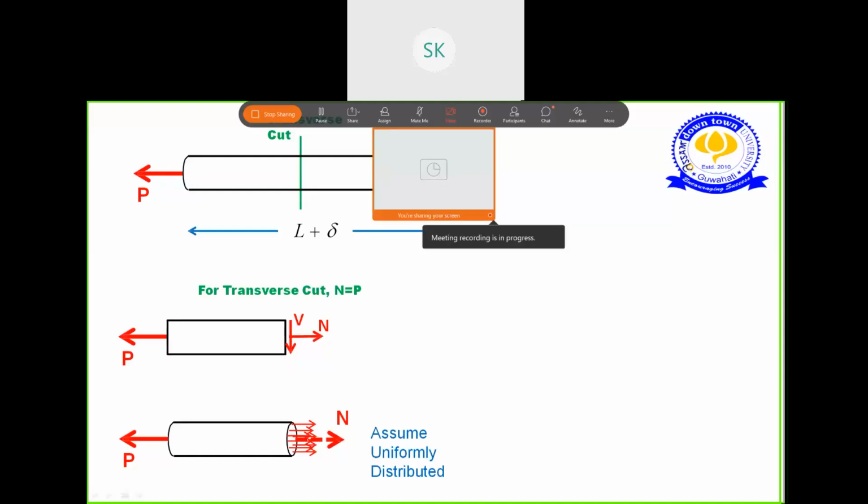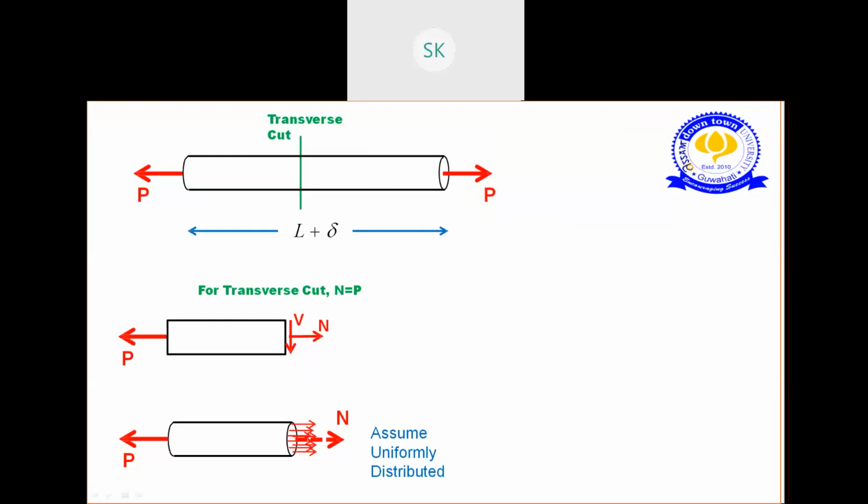Okay. Let me try to share my screen once again. Hope this time you will be able to see. Is it visible? Yes, ma'am. Okay.